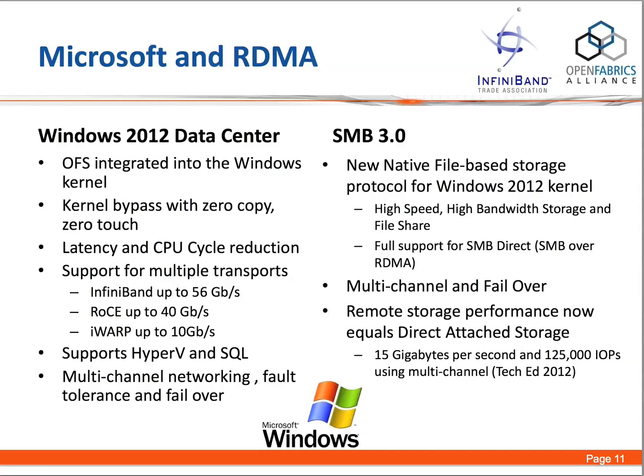Another part of their announcement is SMB 3.0, which is a native file-based storage protocol, so that gets built into the kernel. And again, this provides the high-speed, high-bandwidth storage and file sharing, and gives us all the support that we need in the big data centers and the like. So it's a very exciting announcement, and it bodes well to have Microsoft so supportive of the RDMA technologies.